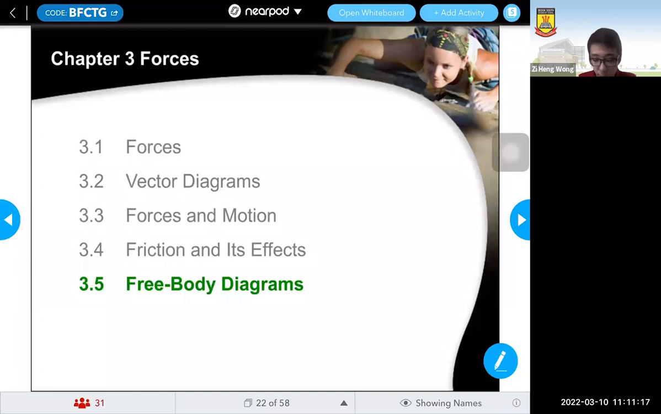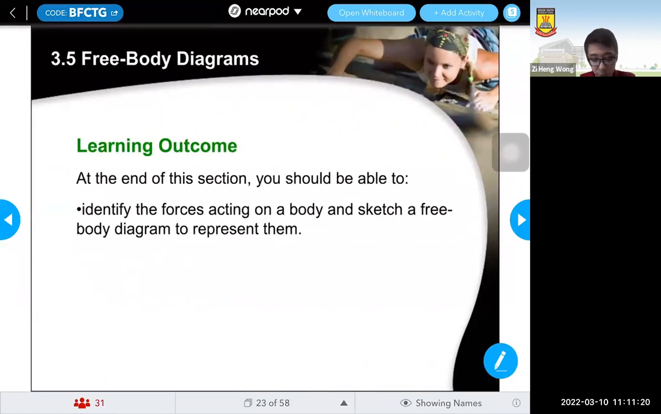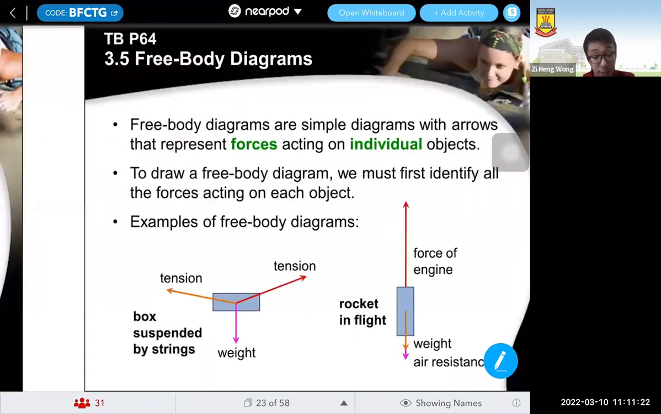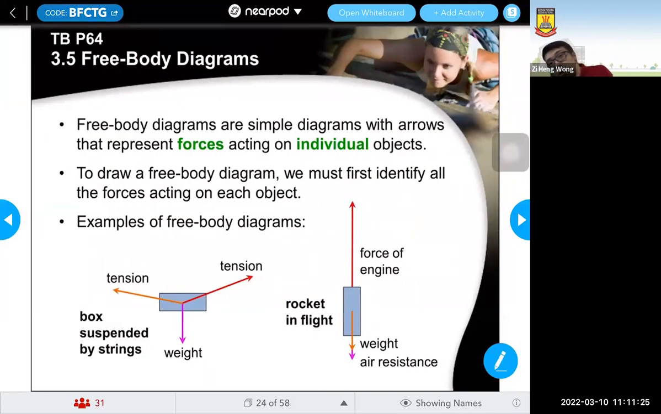Next, free body diagrams. What is a free body diagram? A free body diagram is just a diagram which we draw to indicate all the forces acting on the object. The key thing is it must be forces acting on the object, not forces acting by the object. I think yesterday we did highlight that when we discussed some of the workbook questions. Some examples are your weight, air resistance, the force of the engine, the tension, and so on. All these are forces acting on the object.